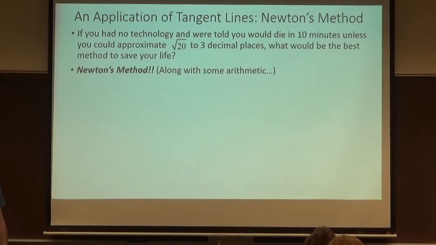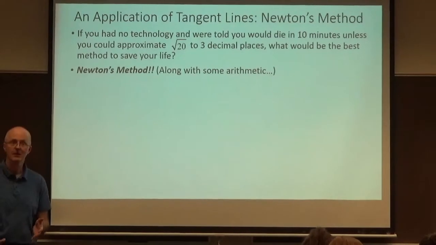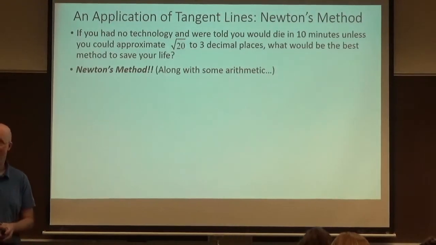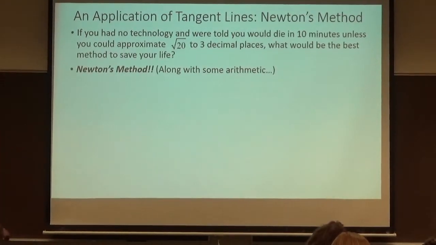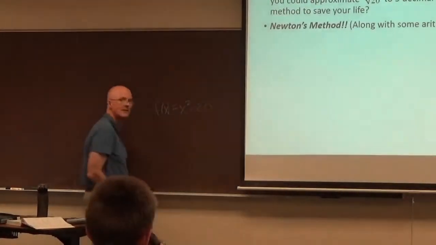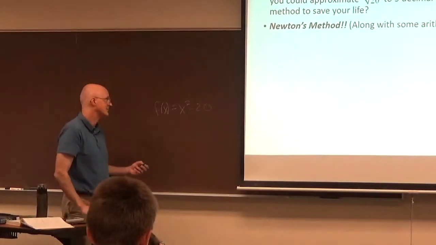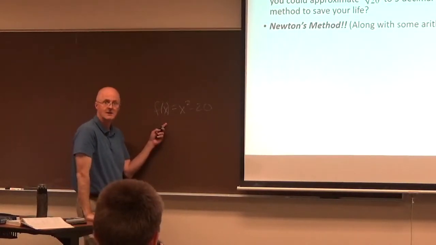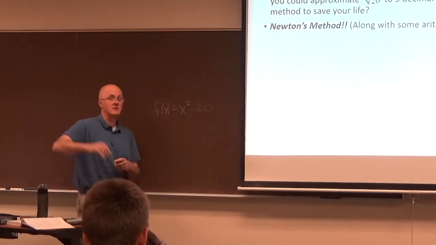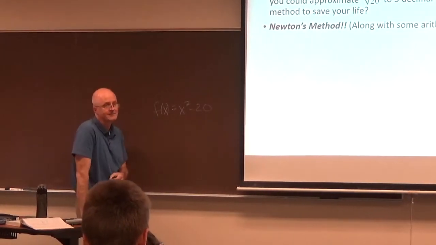Newton's method is a method for approximating roots of functions. Square root of 20 can be thought of as a root of a function. The function f of x equals x squared minus 20 is one example, the simplest example perhaps, of a function, one of whose roots is square root of 20. The other root would be negative square root of 20. We'd like to approximate that without technology.